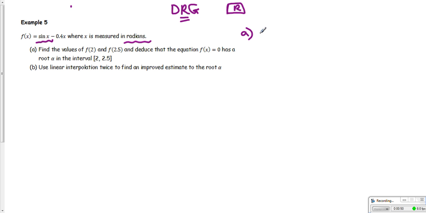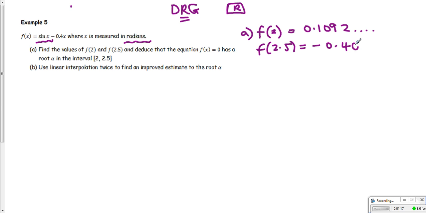Find the values of f of 2 and f of 2.5. Now you've set your calculator in radians, just substitute those in and see what you get, and we need to store the answers to these in our calculator. So for f of 2, hopefully you got 0.1092, and then for f of 2.5 you should have got minus 0.401.